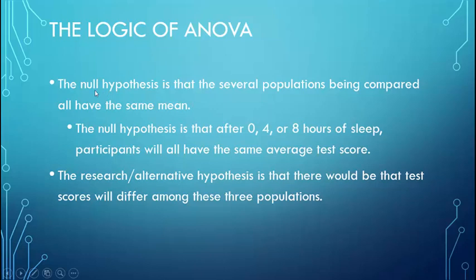The logic of ANOVA is that our null hypothesis, again, is that our independent variable has no effect, and that all of the groups that we compare should have the same mean. So the hours of sleep, which is our independent variable, has no effect on test score. And so after 0 hours of sleep, or 4 hours of sleep, or 8 hours of sleep, participants will have the same average test score. There's no effect of hours of sleep on test score. That's our null hypothesis. The alternative hypothesis is that hours of sleep does impact scores on the test, and that test scores will be different somewhere among these 3 populations.